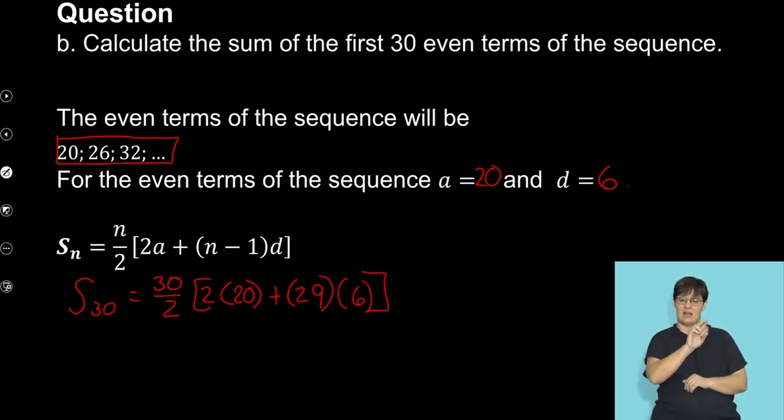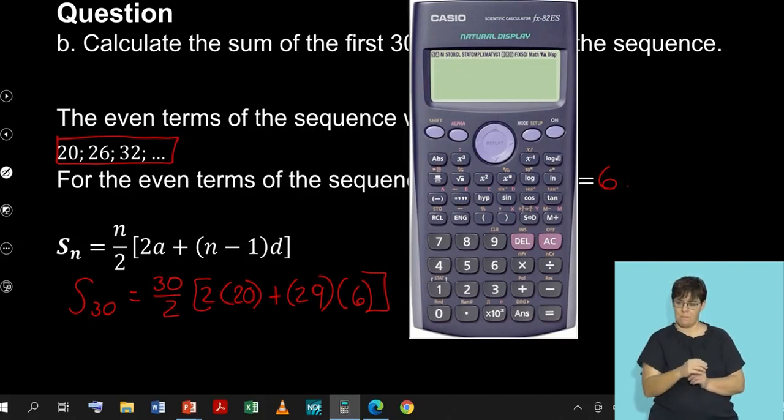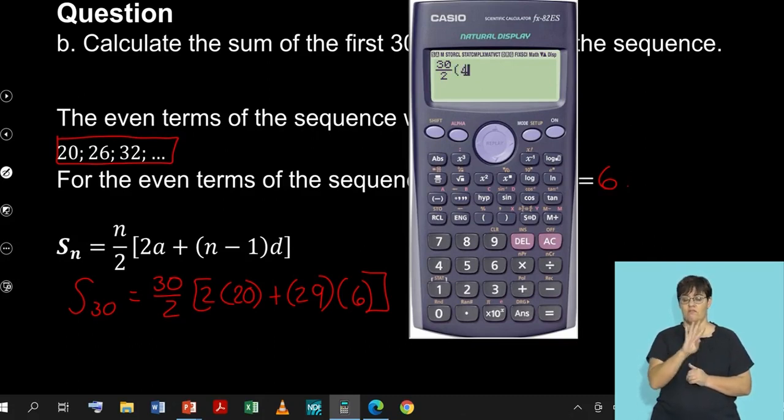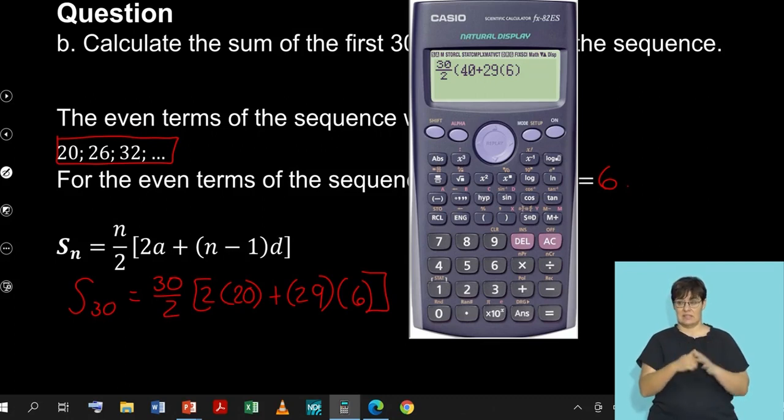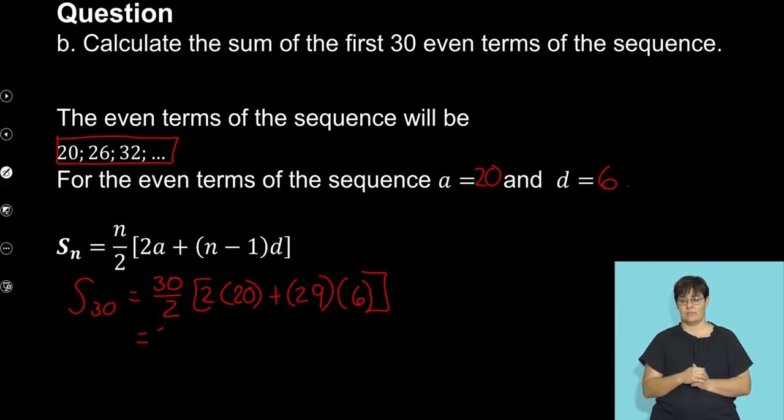Let's pop this all into my calculator. So I've got 30 over 2 times 40 plus 29 times 6, which is equal to 3,210.